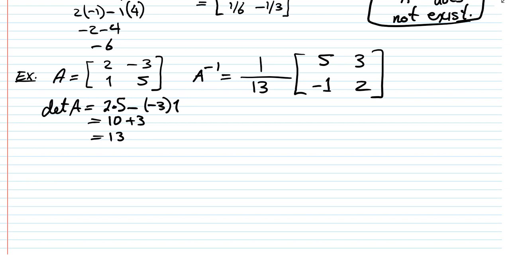And of course, you can distribute the 1/13th. We should, because it's going to be a matrix, right? So the answer is 5/13, 3/13, negative 1/13, and 2/13, because the result is a whole matrix, not a scalar multiple of a matrix. And there we have that one.